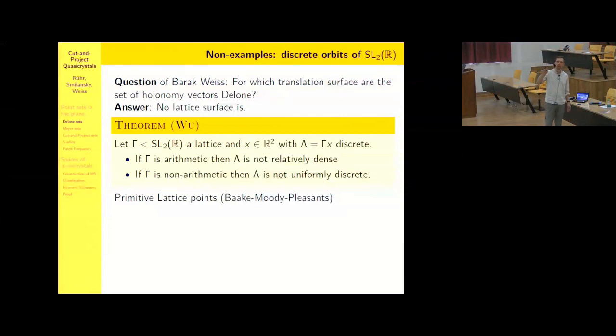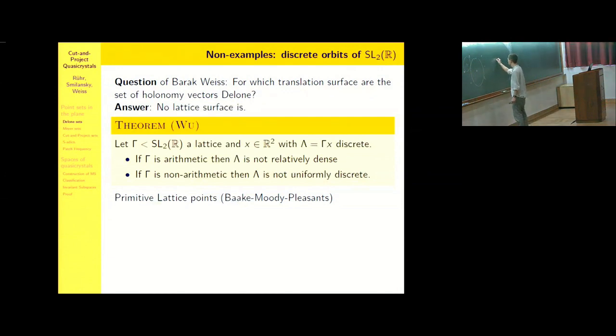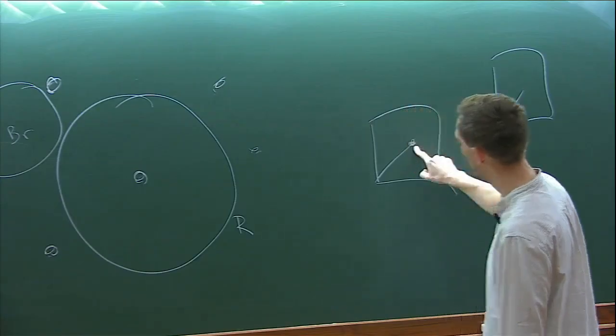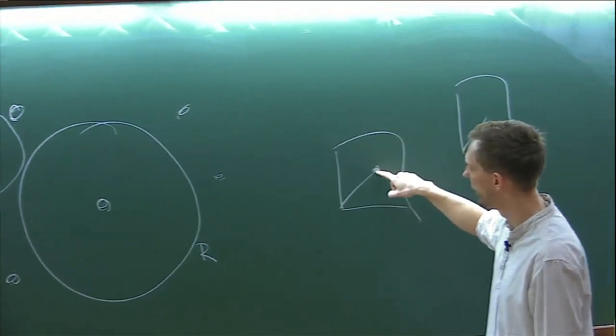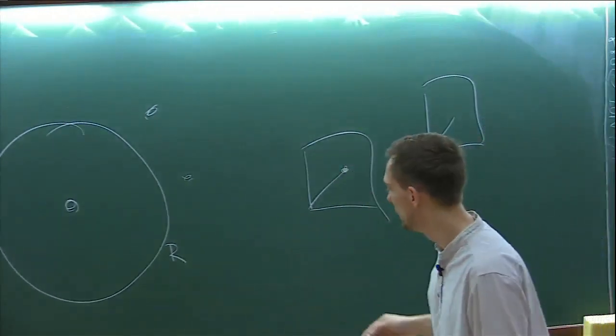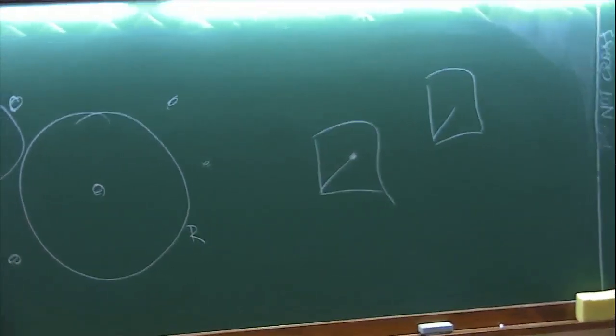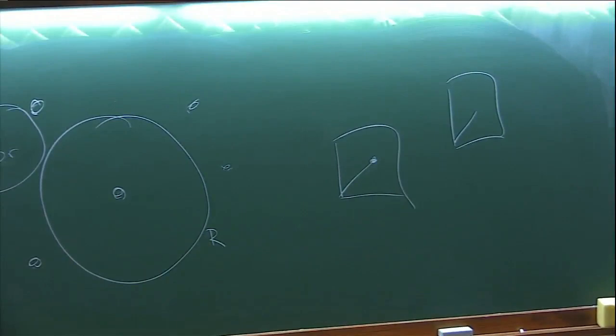Okay, but I mean, you can find translation surfaces which have saddle connections being a Delone set by taking some slit torus cover, which you glue at the slit. If the second point is algebraic, you find some union of two lattices, which turns out to be Delone.